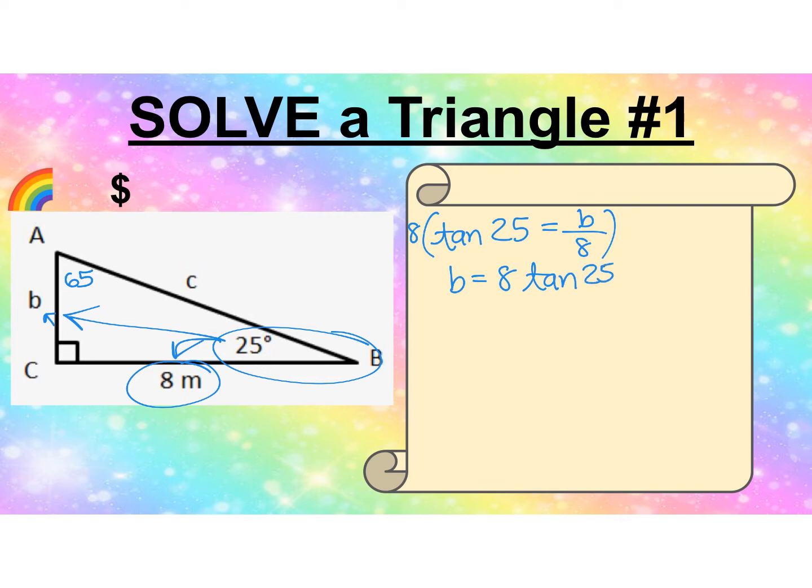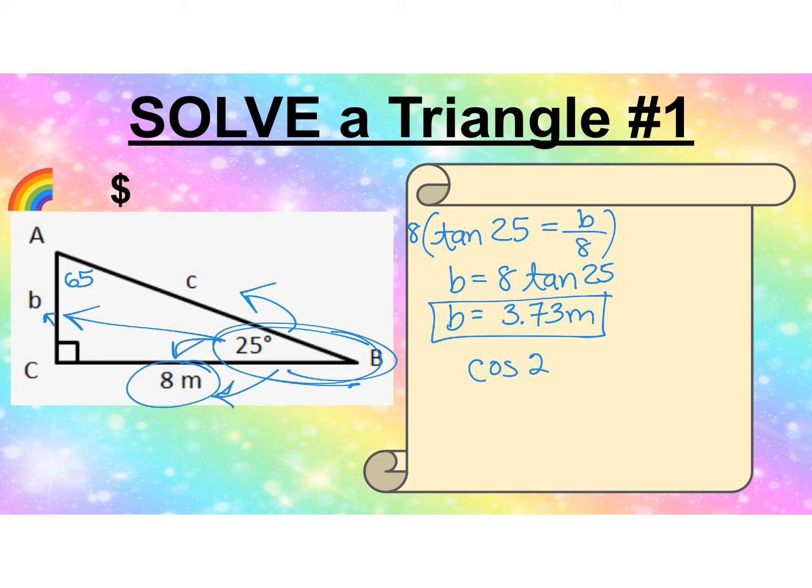Type that into your calculator. For the sides, we'll go to 1 or 2 decimals. So this is going to be 3.73 meters. And now I could switch to Pythagorean theorem, but I'm just going to stick with right triangle trig. So I'm going to go back to my 25. I have my adjacent, which is 8, and I'm looking for my hypotenuse. So that's going to be cosine. So I'm going to do the cosine of 25 equals 8 over c.